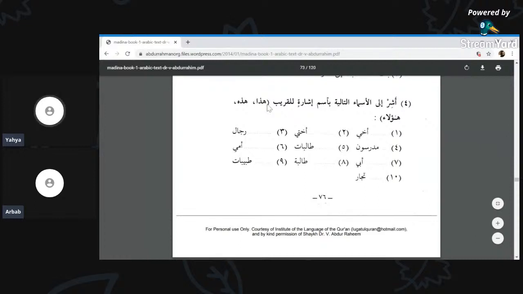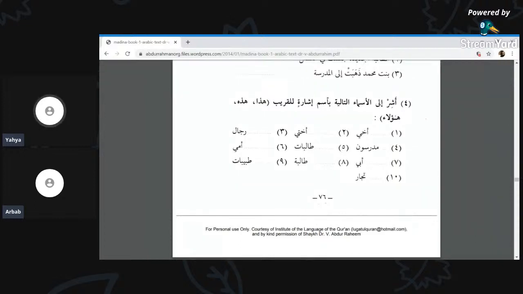Here you can see an exercise. We have to complete the sentences using hada, hadihi, and haula'i. So they're all asma'ul ishara, and they're all lil qarib. They're all for close proximity. However, hada is for masculine, and hadihi is for feminine, both of which are for singular, and haula'i is for plural.